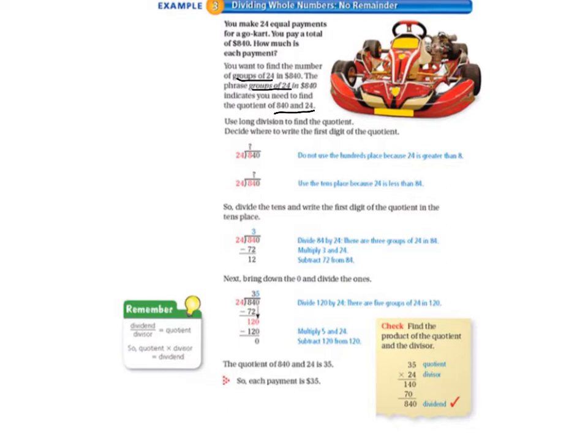Decide where to write the first digit of the quotient. So before we do that, we're going to take a minute and I want you to look at this remember box and I want you to write that in your notebook. The dividend over the divisor equals the quotient. So quotient times divisor equals the dividend, because kids almost always have a hard time remembering the parts of a division problem. So write that in your notes so that you can remember that. So 840, we're dividing it by 24 equal payments, equals something. So we don't know how much our equal payments are.